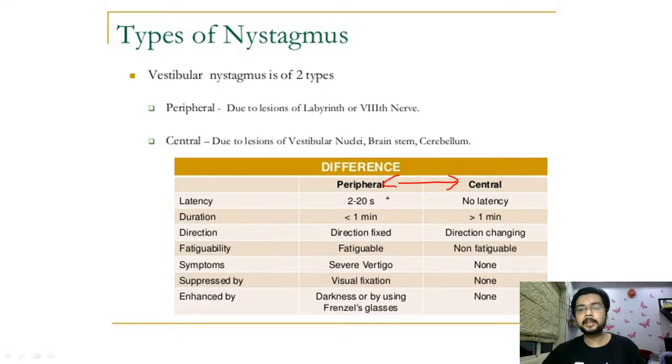Latency will be there in peripheral. In central, no latency. By latency, what you mean is, just after doing the maneuver, if the nystagmus appears after some time, that means it is of peripheral nature, meaning latency is present. Duration will be short. Direction will be fixed, towards right or left. It will be fatigable, while central lesion nystagmus is non-fatigable. The direction keeps on changing. The duration is more than 1 minute and there is no latency.